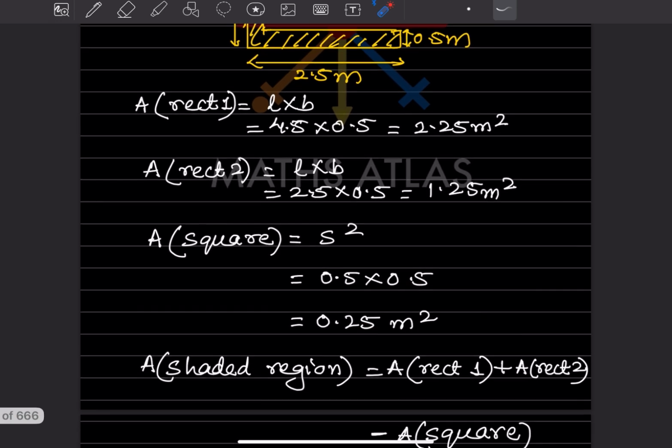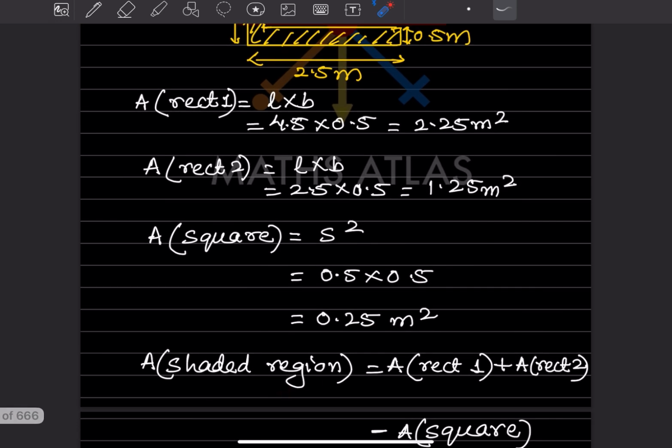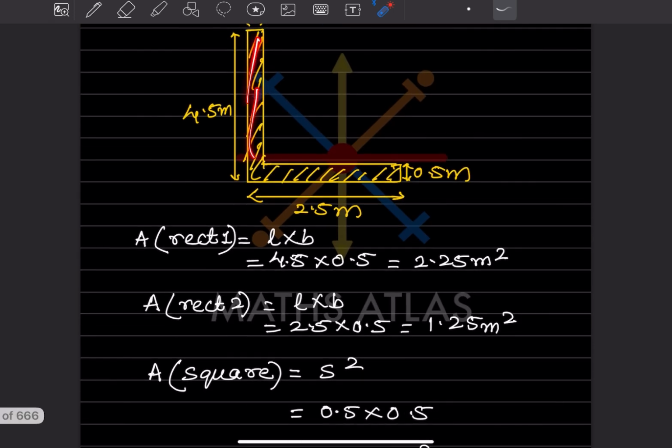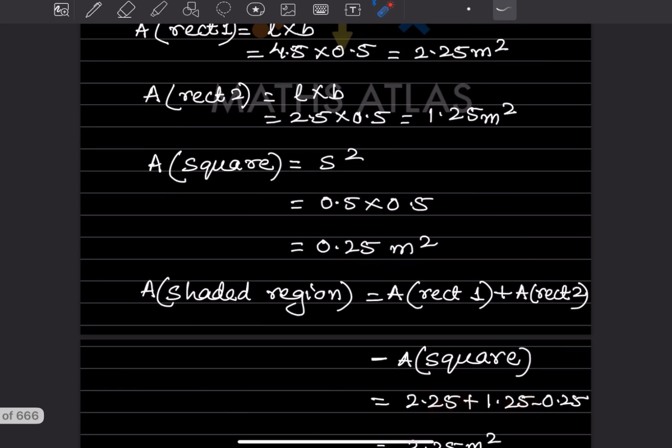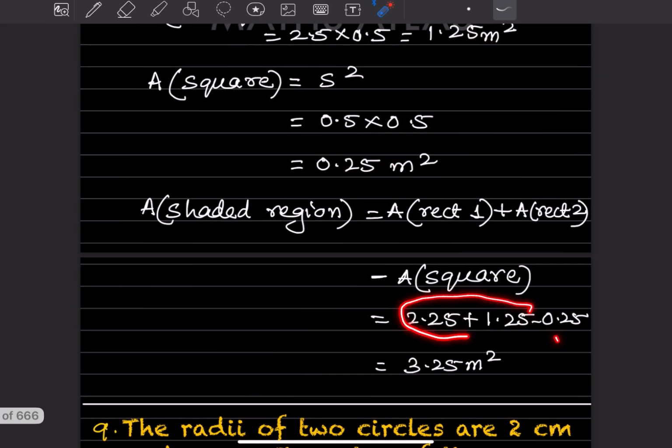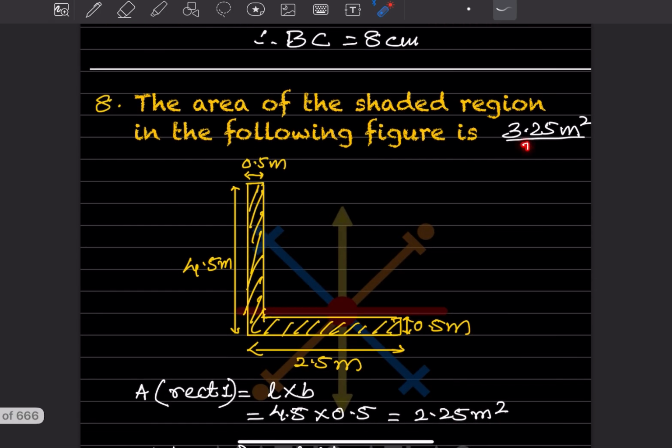So what will you do? Area of this shaded region will be, you are going to add both, because this whole part is the shaded one. So area of rectangle 1 plus area of rectangle 2. But you are going to subtract the area of the square. This is a very important step. So we already got 2.25 plus 1.25, and the area of the square is 0.25. When you subtract this from this answer, you get 3.25. You can subtract and see. So this is the final answer. That should be 3.25 meter square.